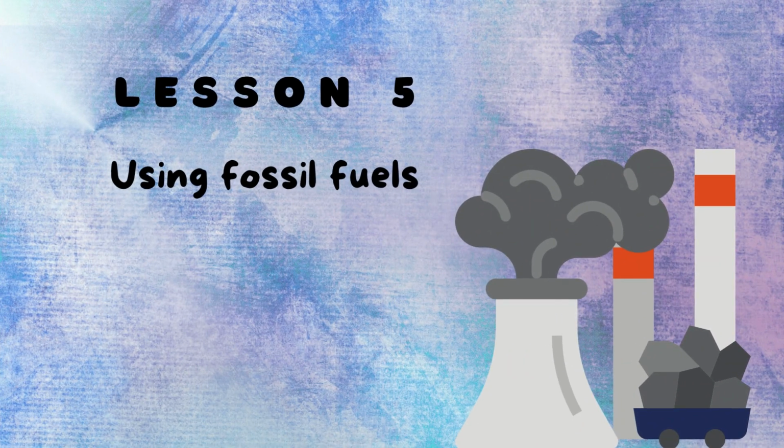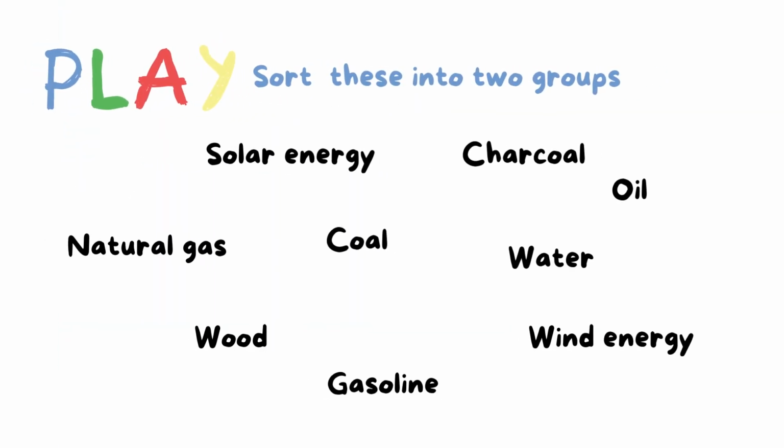Here we will start lesson 5. It is just for fun, as we will play sorting. We have here some resources of energy and we will sort them into 2 groups. Can you help me to sort these resources of energy into 2 groups? Okay, let's start. We have here solar energy, charcoal, oil, water, coal, natural gas, wood, gasoline, and wind energy. So we can sort them into 2 groups: renewable resources and non-renewable resources.